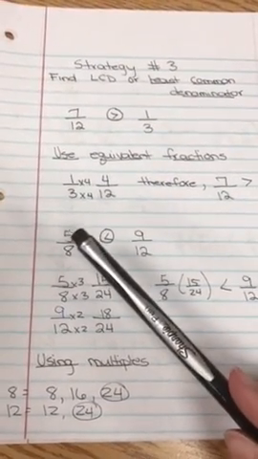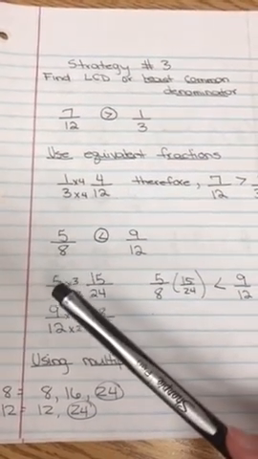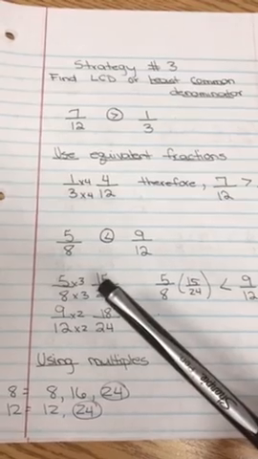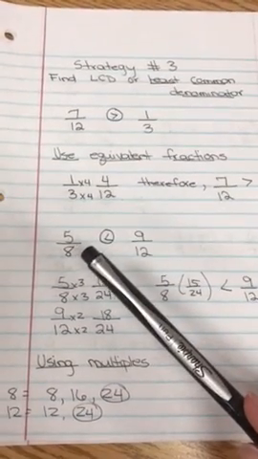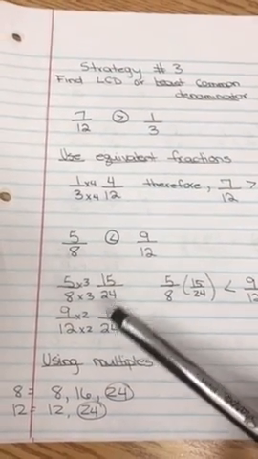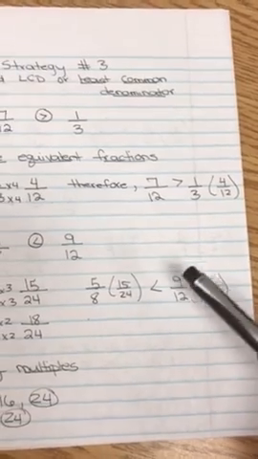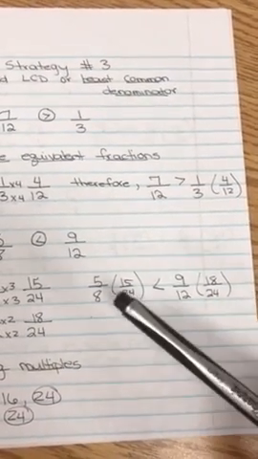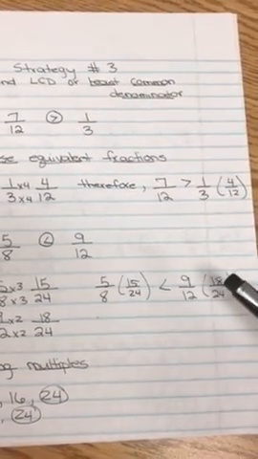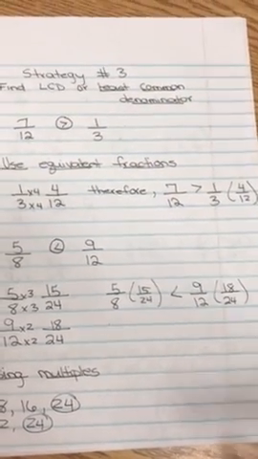If I want to do the same thing for 5/8, I'm going to say 8 times 3 to give me 24, 5 times 3 to give me 15. So 5/8 is really 15/24. Now that I have them with the same common denominator, I can compare them. So 9/12 is greater than 5/8 because really I'm comparing 18/24 to 15/24.